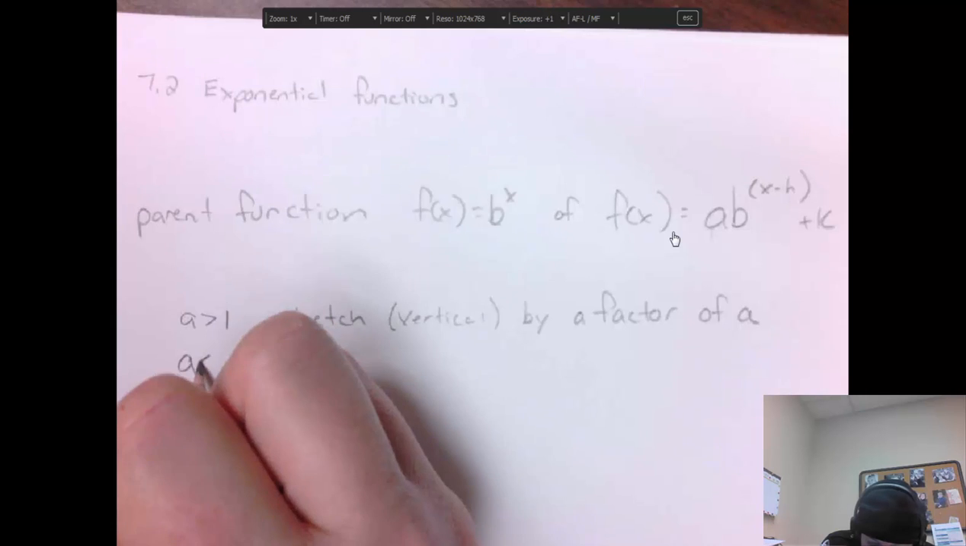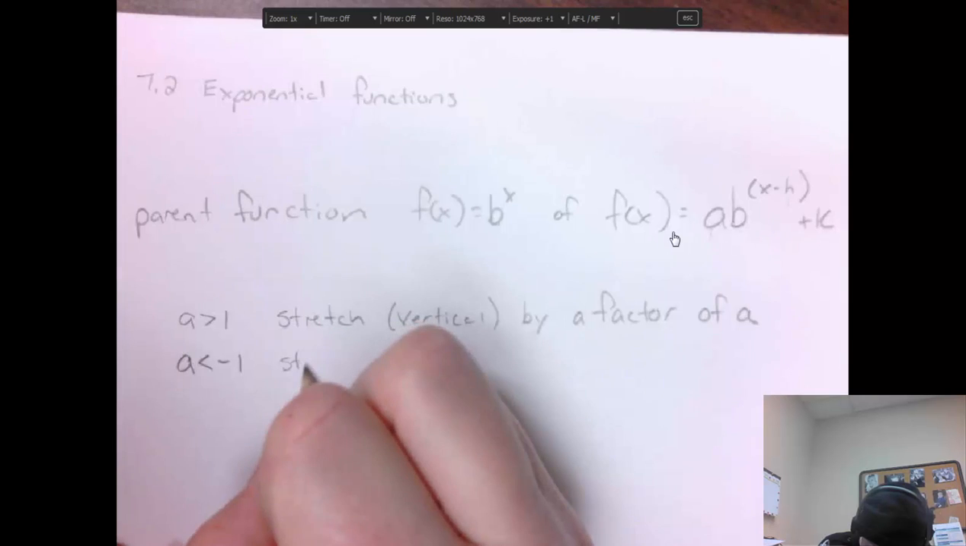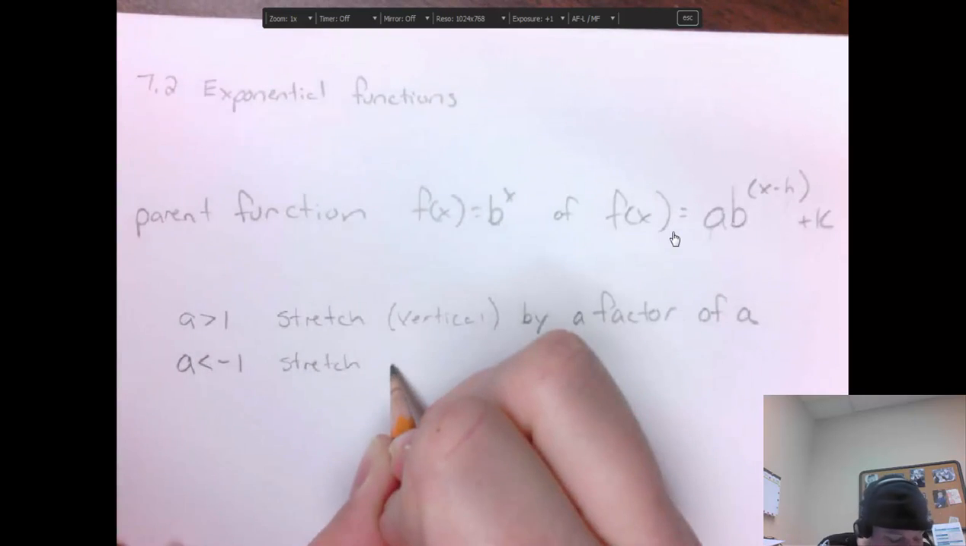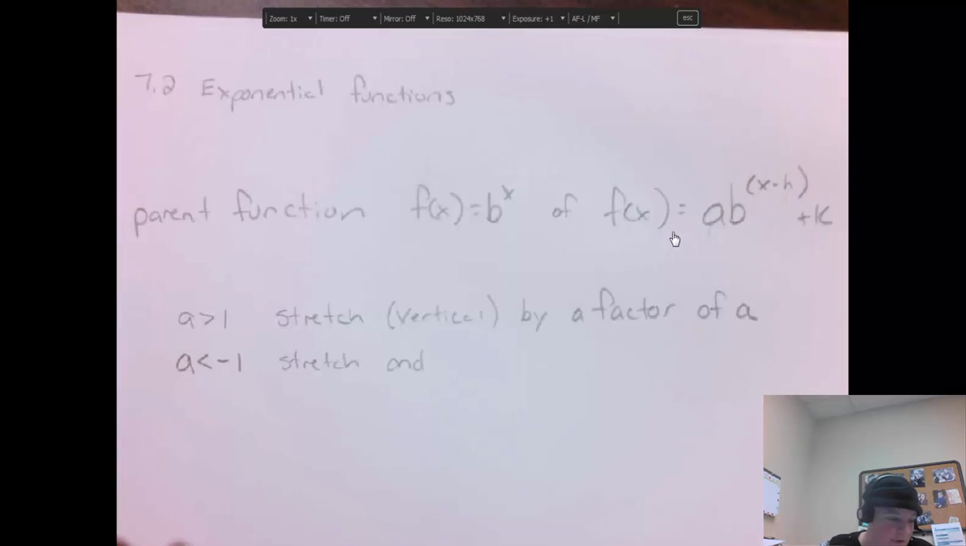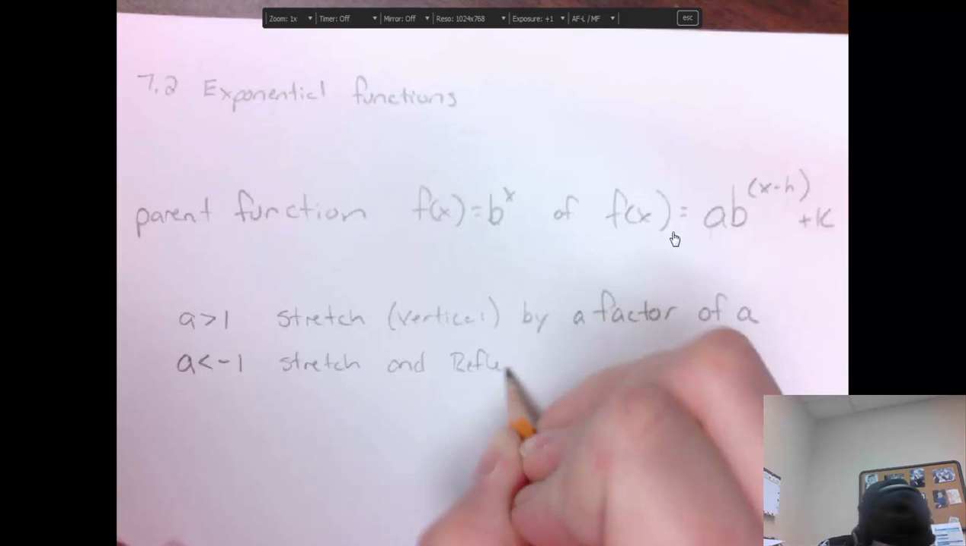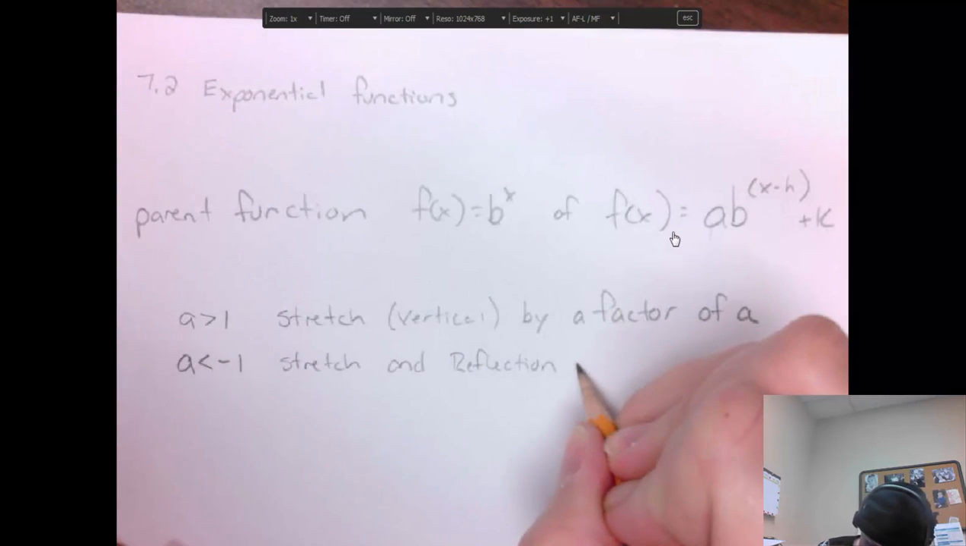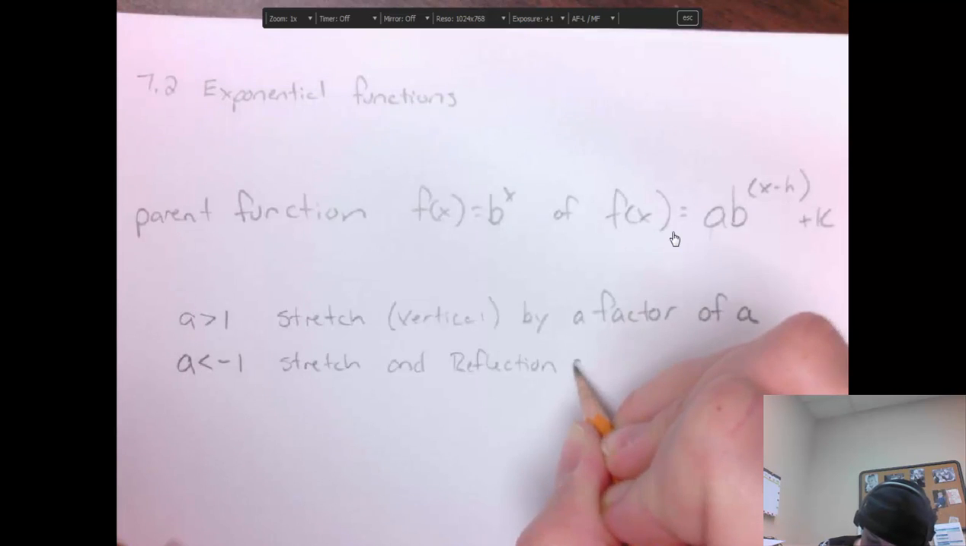If a is less than -1, basically if it has a minus in front of it, it's also going to have a reflection in the x-axis. So it's still going to have that stretch, plus it's going to have both of these: a reflection over the x-axis.